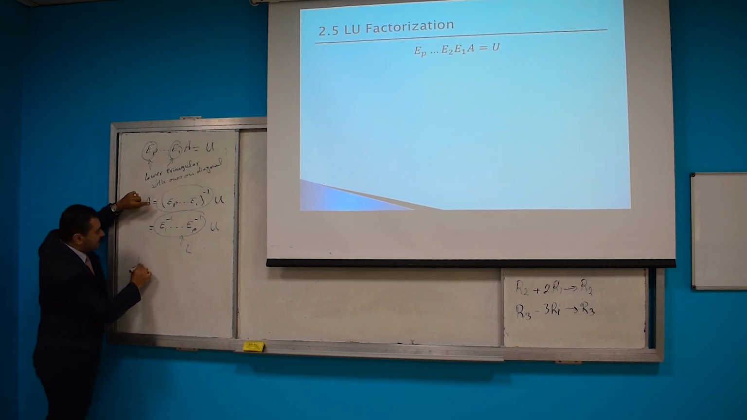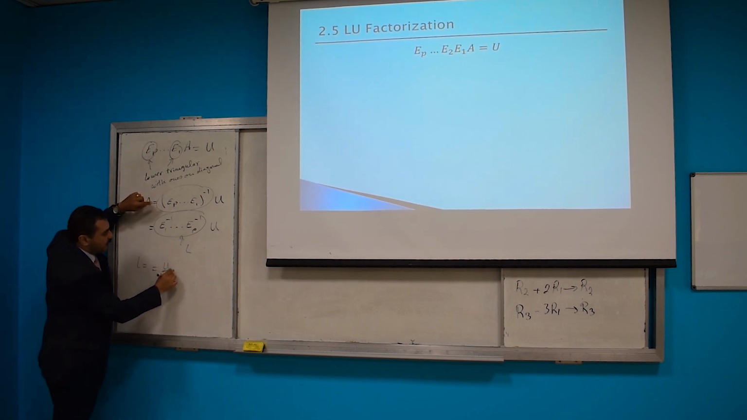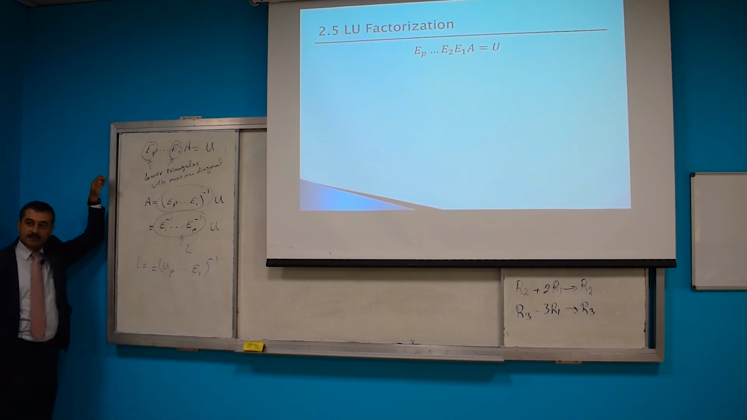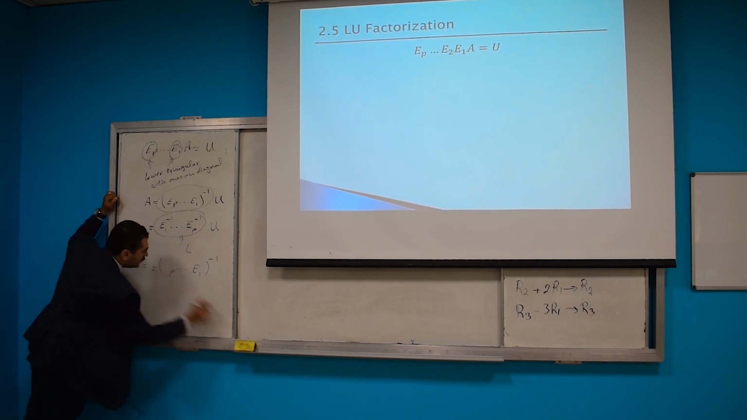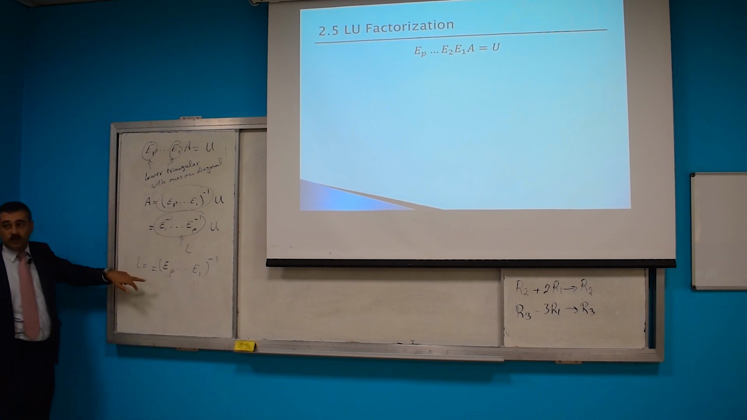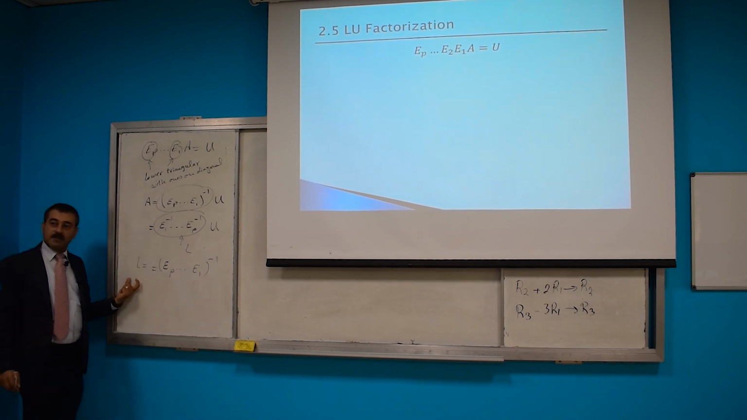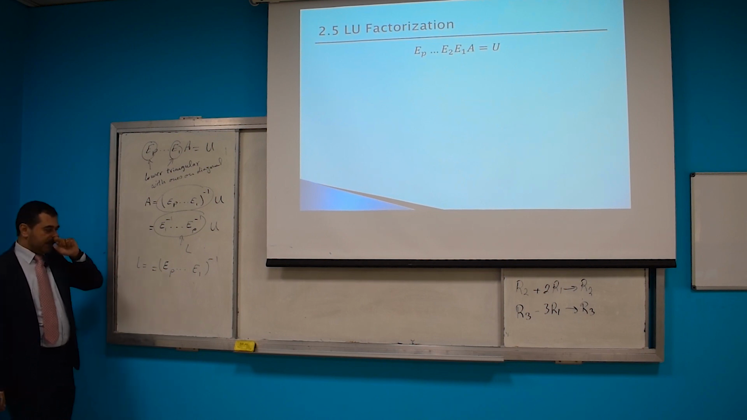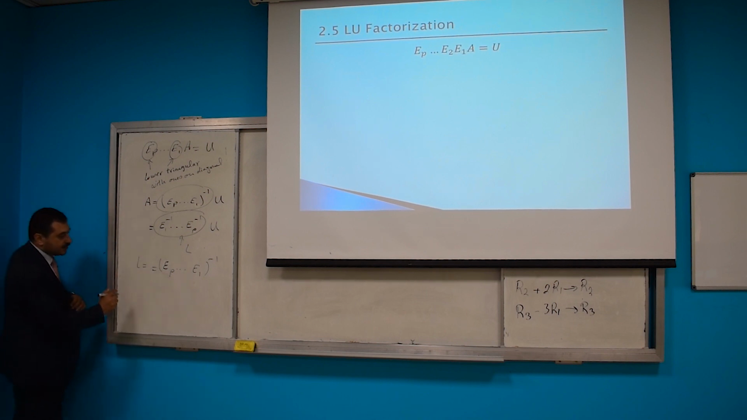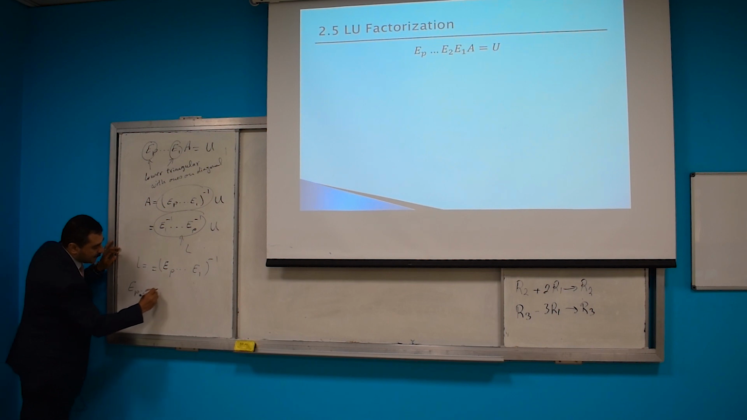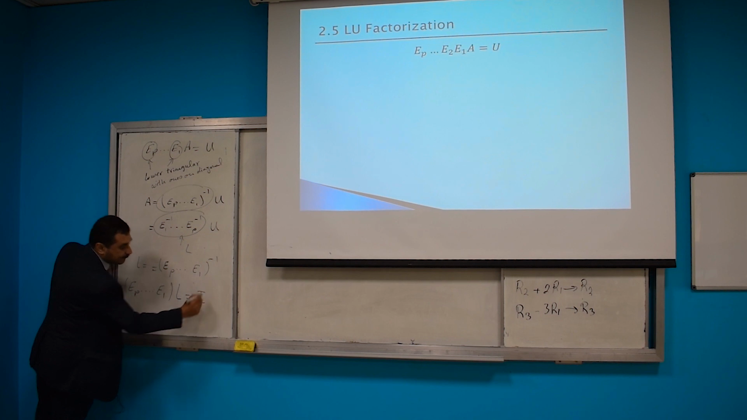So we can write L equal to the inverse of E1 up to the inverse of EP. So this is one way to get L. Okay? There is a simpler way to get L. If you multiply by the inverse of this guy again, you will get EP up to E1 multiplied by L equal to I.